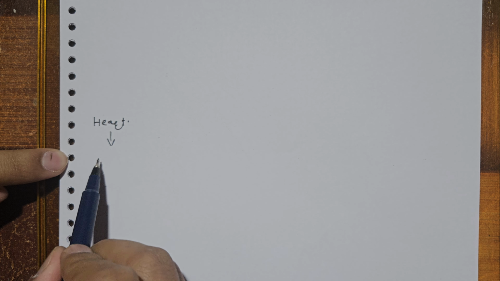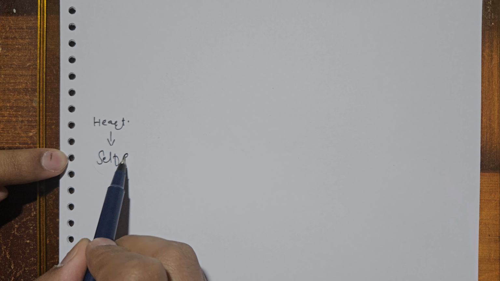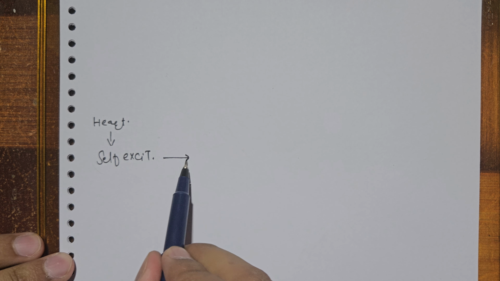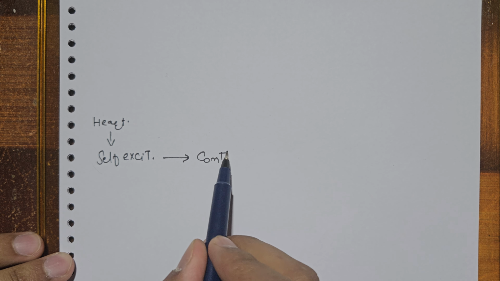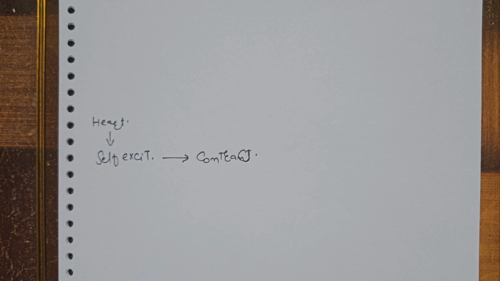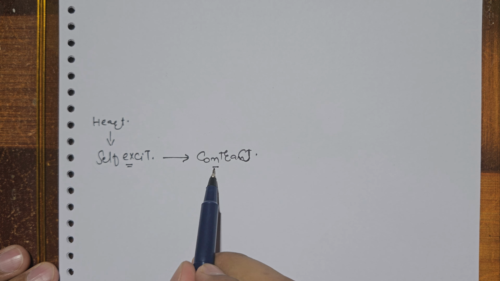Let's begin with a little introduction. We are talking about a human heart. This human heart has a property of self-excitation. That means it excites on its own. We do not need to give any external stimulus. When it excites, it undergoes contraction. So the heart contracts, and these contractions are responsible for blood flow. Is that clear?